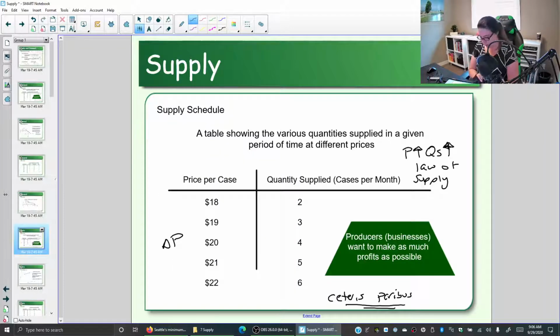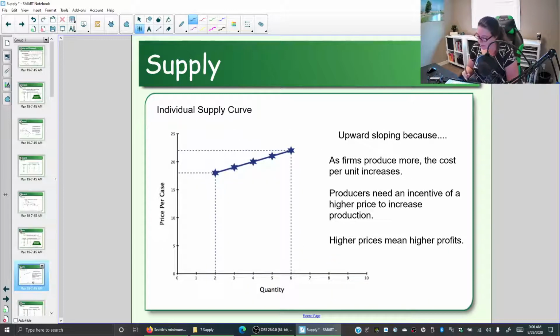Okay. So here we have our individual supply represented as a table. So here's a supply schedule. Here's the supply curve. The price goes up, quantity supplied goes up. Well, this is an individual supply curve. It's one business. We want to look at the market supply curve. So we have to consider all the other producers of our craft beer.